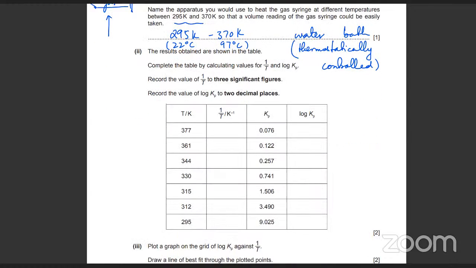Now the next thing is you just have to fill the table. So 1 over T and log of Kp. Can you tell me what the values of 1 over T are? What's 1 over 377? And you have to write it to 3 significant figures.